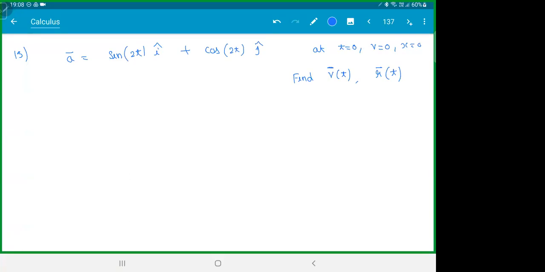Let me show you that. So acceleration is dv by dt. I'm skipping the steps now. So this will be sine 2t dt I cap plus cos 2t dt j cap, integral 0 to v, 0 to time and 0 to time. Hope you remember the integration of sine.